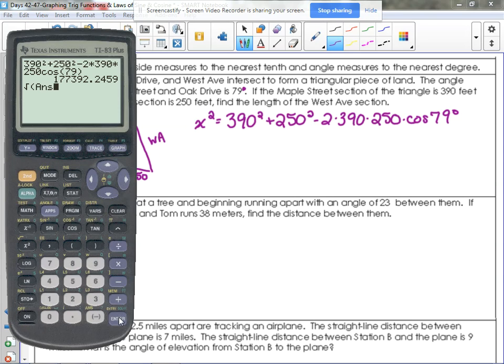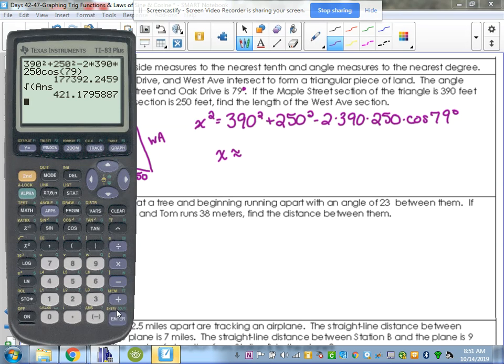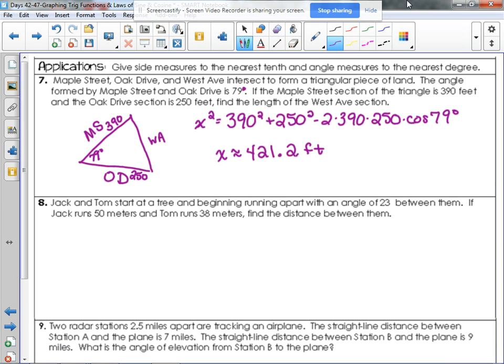Now this number is going to be a little bit bigger since we're dealing with 390 feet, 250 feet. We're going to get 421.2 feet. Let's make sure that that seems to make sense.